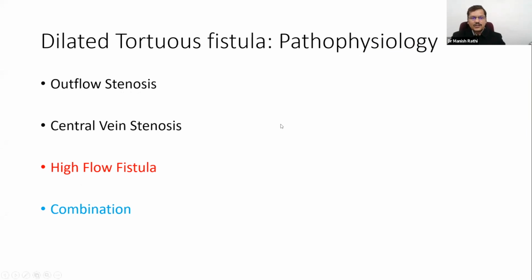However, what is often ignored is that one of the commonest reasons for this dilated and tortuous fistula is a high flow fistula. And if you assess the flow measurement, as was demonstrated by Dr. Ajay, most often than not you will find that this fistula is having high flow. Sometimes, in our experience, about 30% of cases will have a combination of both high flow fistula as well as stenosis somewhere, either in the arch or in the central vein.